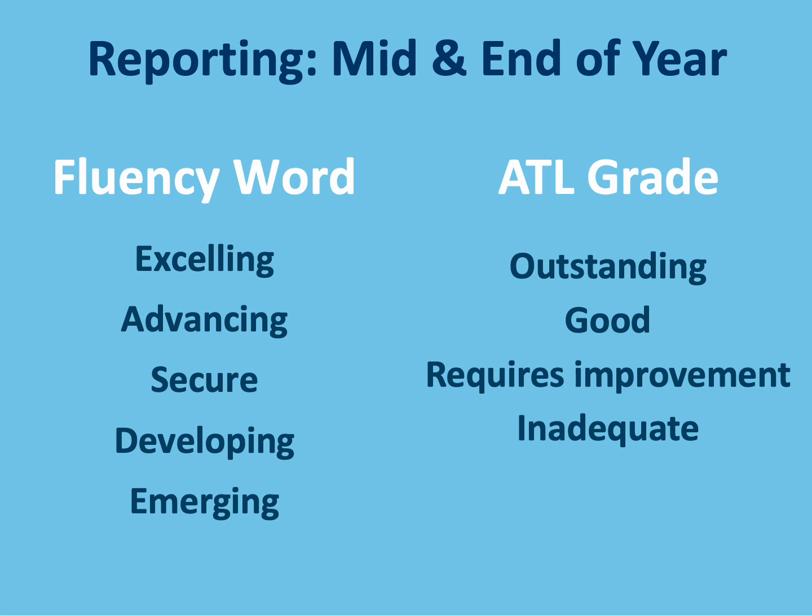Twice a year, parents and students will receive a mid-term and summative report via the My Child at School app, where teachers will give students a fluency of learning word and an attitude to learning grade for each of their subjects.